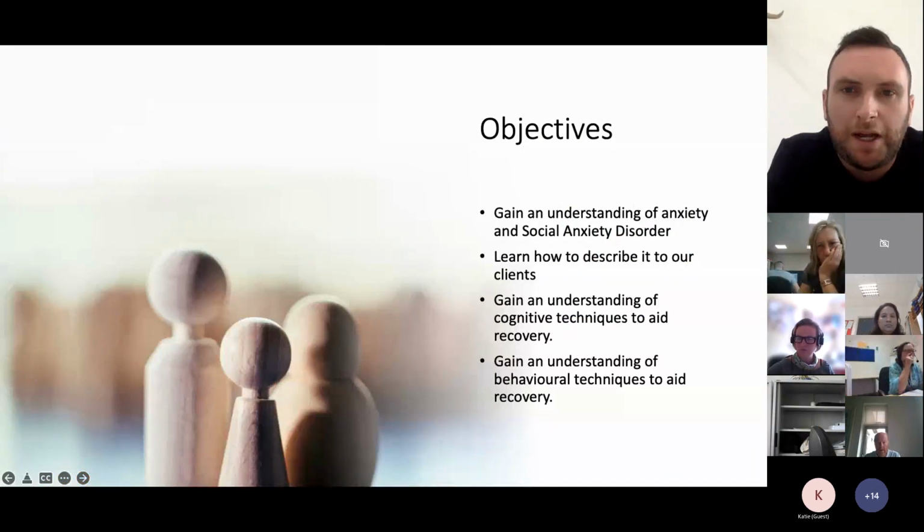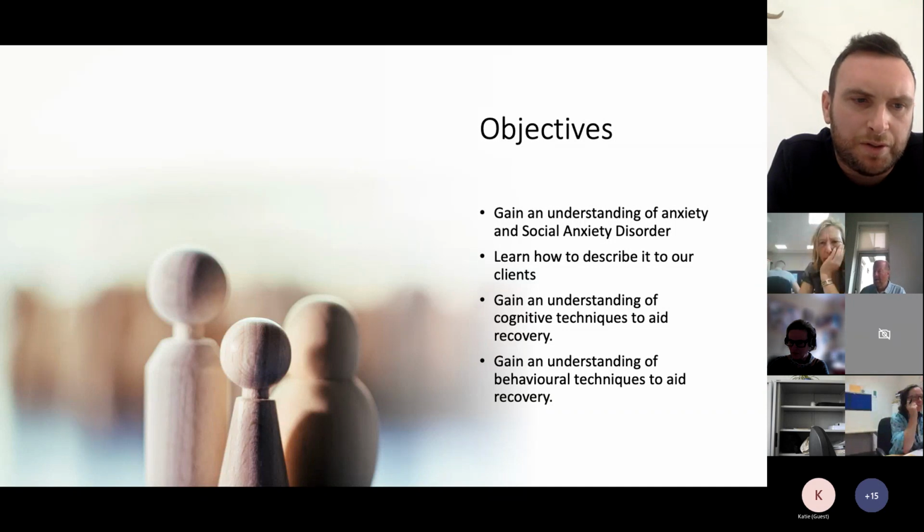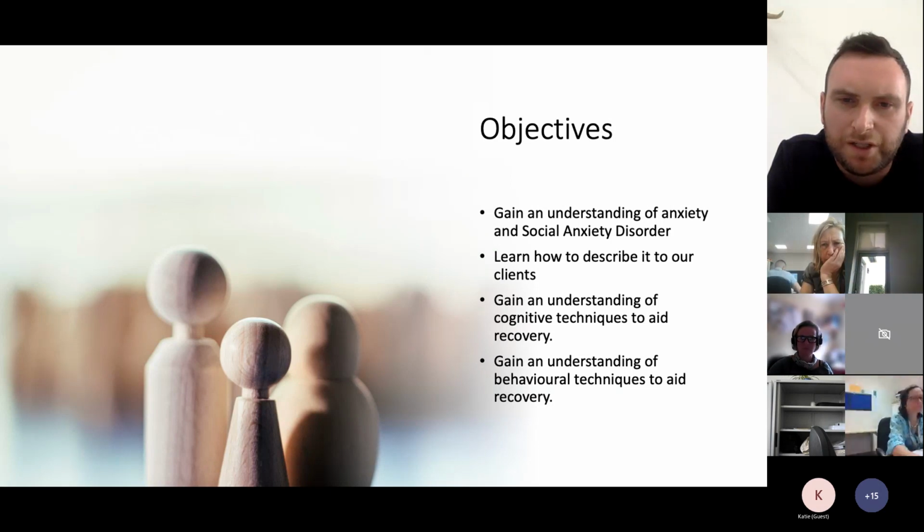So today what I'd like to help everybody to do is gain a better understanding of what anxiety and social anxiety disorder is and what it looks like. I want to describe how it feels for clients. I'm going to go through the different stages of social anxiety and help you understand what it's like in terms of clients' cognitions, what they're thinking about, what they're feeling, and how they're acting in certain situations.